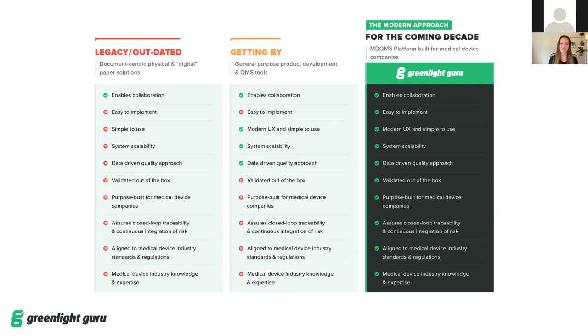Our last one here is for the coming decade. This is looking specifically at QMS software that is built directly for medical device companies. And that would be, as we can see here, our Greenlight system.